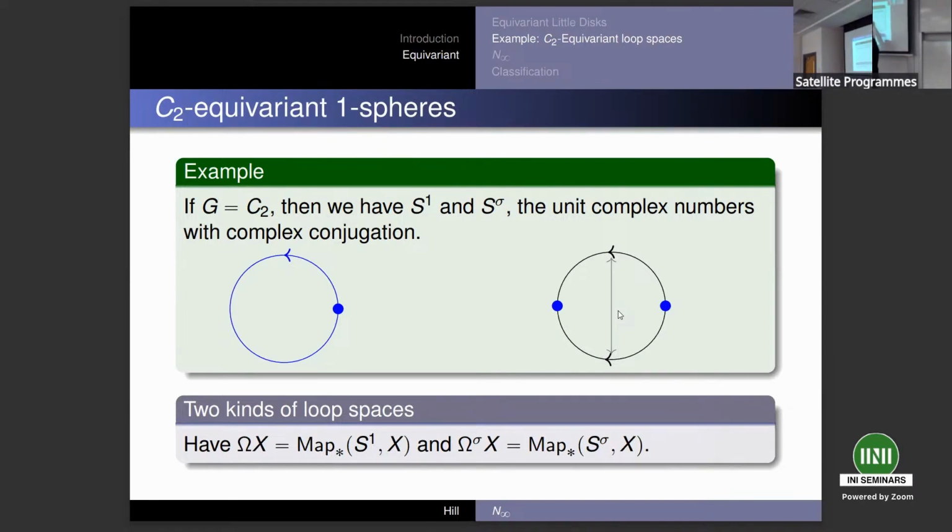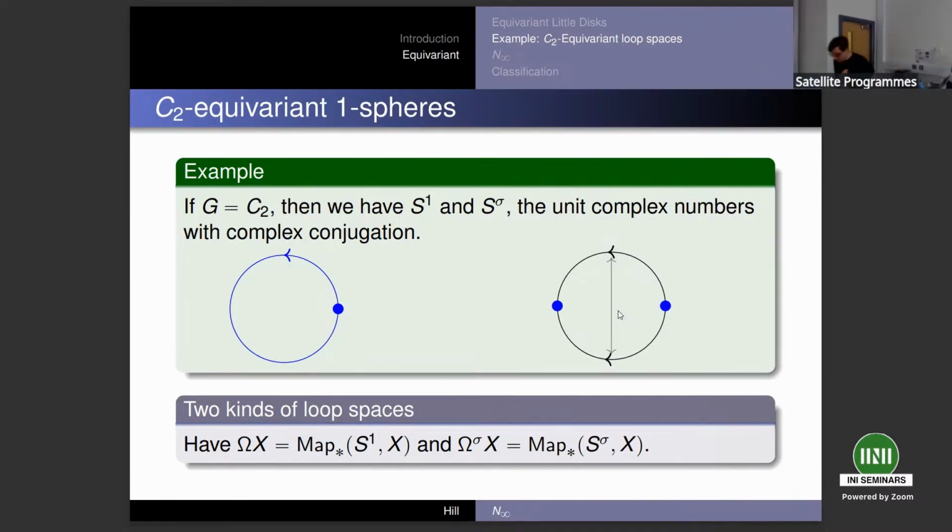For this one, the action of C2 is non-trivial. These 2 points are fixed, and these two arcs are swapped. So this is the unit sphere in the complex numbers with complex conjugation, or if you prefer, it's the one-point compactification of the sign representation. And associated to these, I have loop spaces. The leftmost one gives me the ordinary loops on a pointed C2 space. The right-hand one gives me the so-called signed loops on a pointed C2 space, and that's kind of weird.